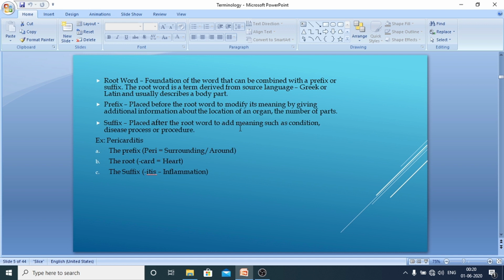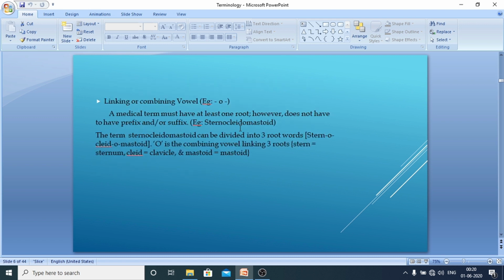So in the word pericarditis, the prefix is peri, which means surrounding or around. The root word is card, meaning heart. The suffix is itis, which means inflammation.